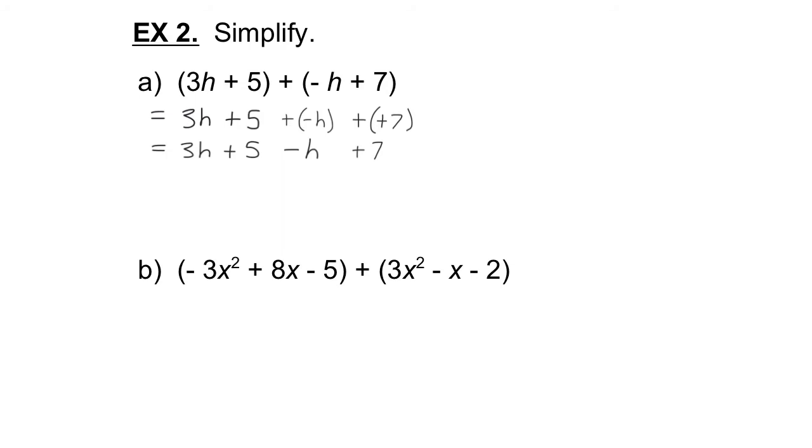Now I can just do what I did before, identify my like terms, and then add the like terms together to simplify. So in this case, my simplified expression is 2h plus 12. You can do the same thing with this expression. Try it on your own, pause the video, and check back in to see how you do.